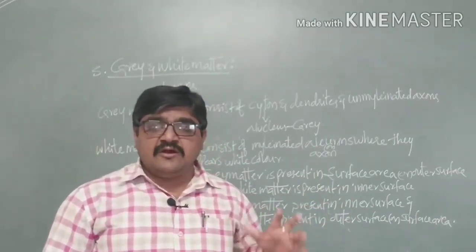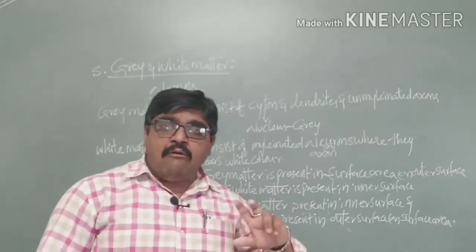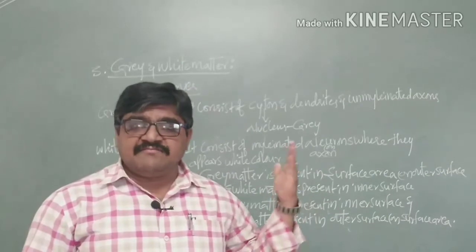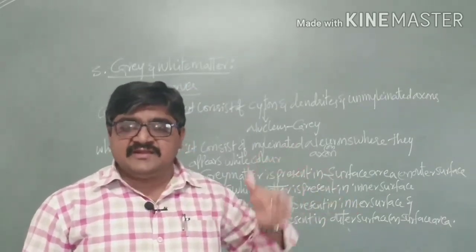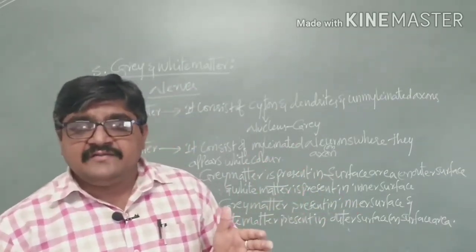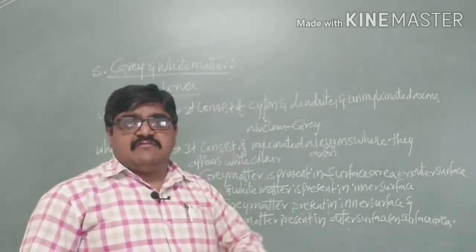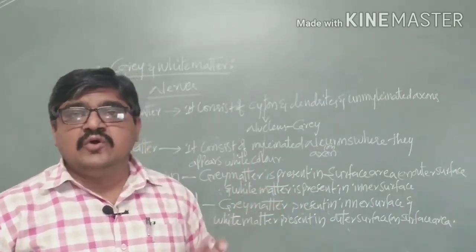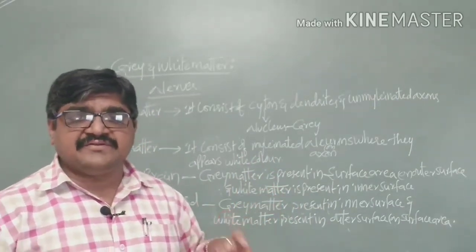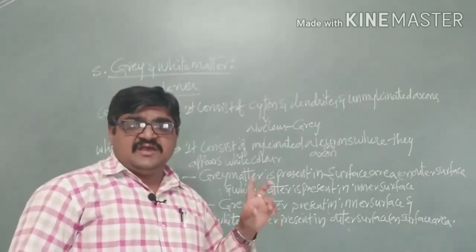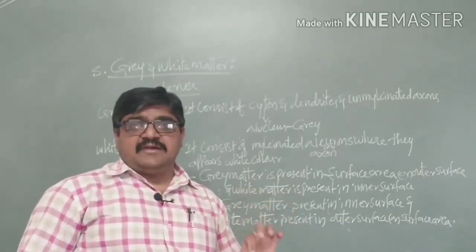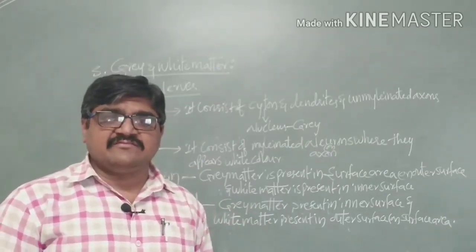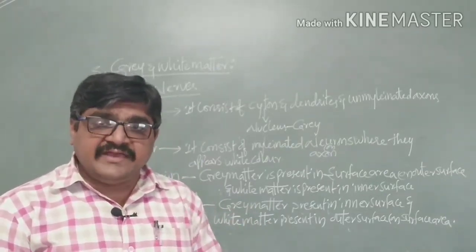In the brain and spinal cord, the gray and white matter are present opposite to one another. In the brain, the gray matter is on the outer surface and white matter is on the inner surface. In the spinal cord, the gray matter is on the inner surface and white matter is on the outer surface. So the gray and white matter are present in opposite directions in the brain as well as the spinal cord.